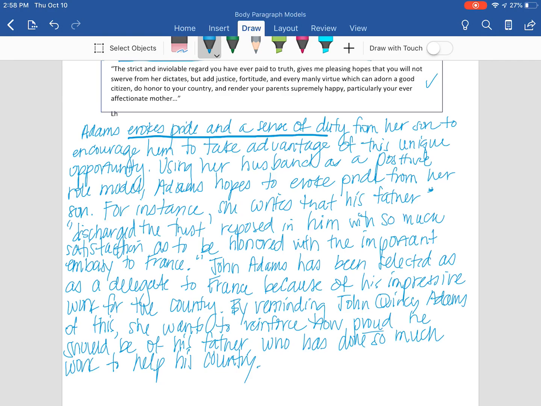So, I explained my mode of development, that she's evoking pride. Now, I need to connect to the why, to encourage her son to take advantage of this unique opportunity. Okay? So by reminding John Quincy Adams of this, she wants to reinforce how proud he should be of his father, who has done so much work to help his country.